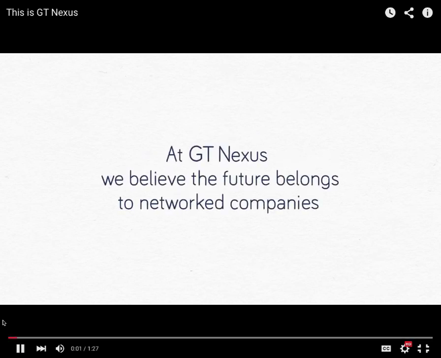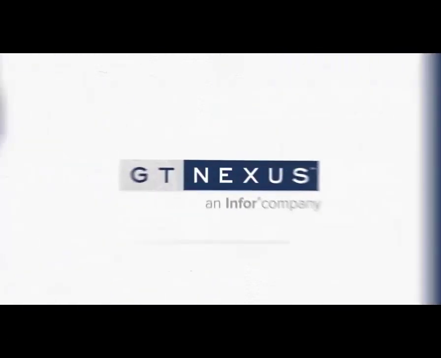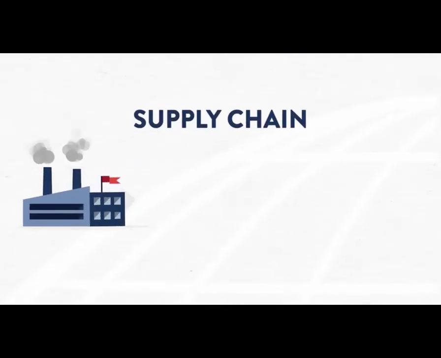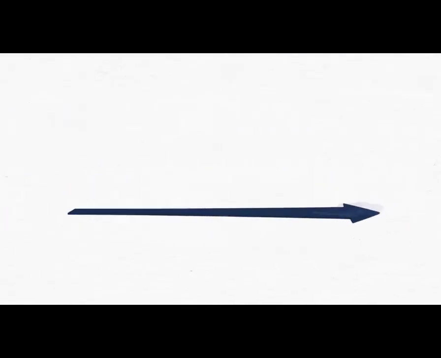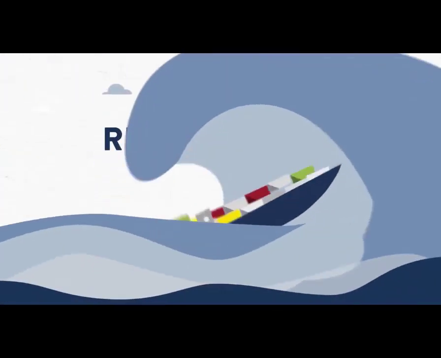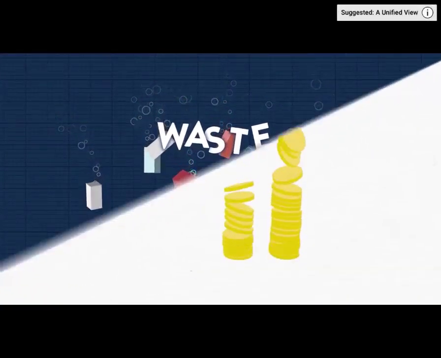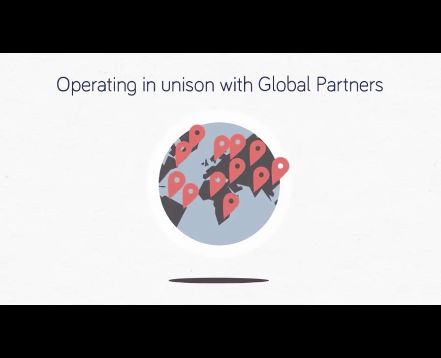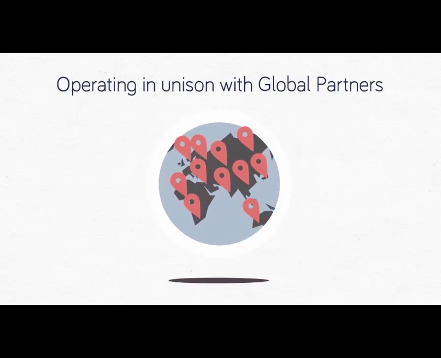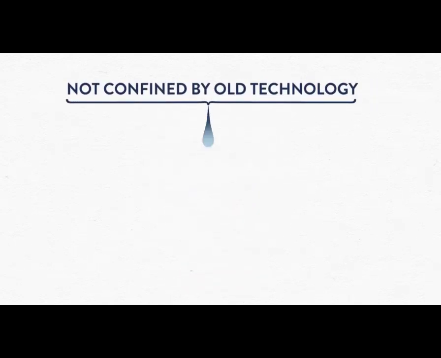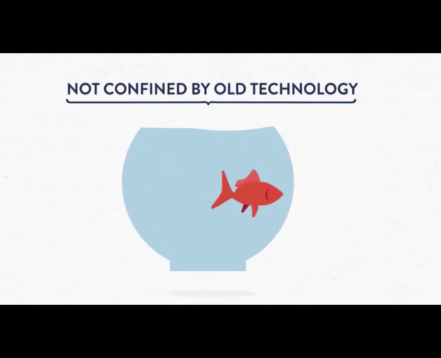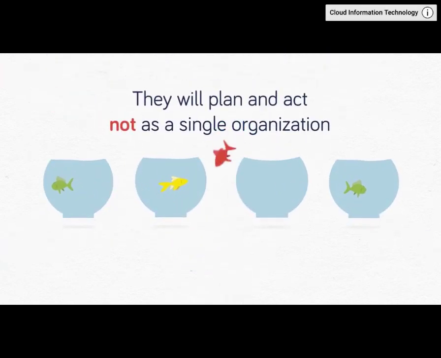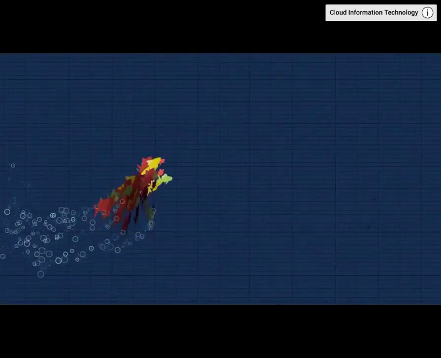At GT Nexus, we believe the future belongs to network companies. It begins and ends with the supply chain. Retailers and manufacturers must overcome rising complexity, managing risk and waste, while seizing new market opportunities. Winners will see, respond, and execute at light speed, operating in unison with global partners. These companies win their markets using information systems which transcend the bounds of old technology. They will plan and act not as a single organization, but as an interconnected, agile business network that operates far more efficiently than their competitors.